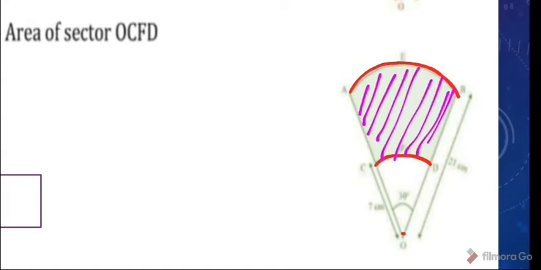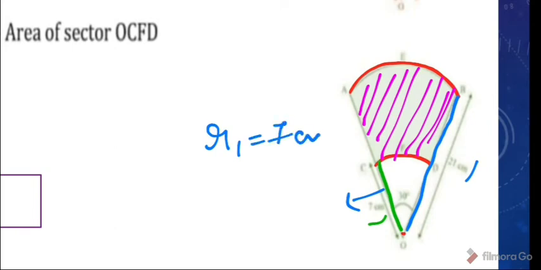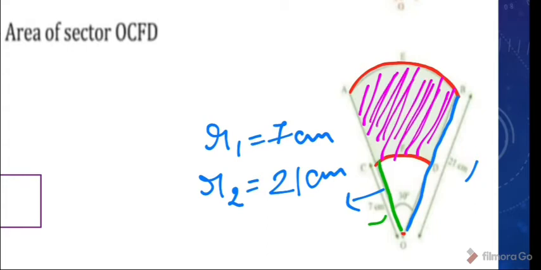In the question it is also given that the radius of this smaller arc is equal to 7 cm and the radius of this bigger arc is equal to 21 cm. So for the smaller circle you can consider the radius R1 equal to 7 cm, and for the bigger circle the radius is R2, which is equal to 21 cm. Now you have to find the area of the shaded region. So how can you find it?